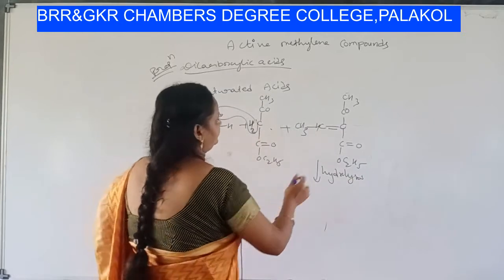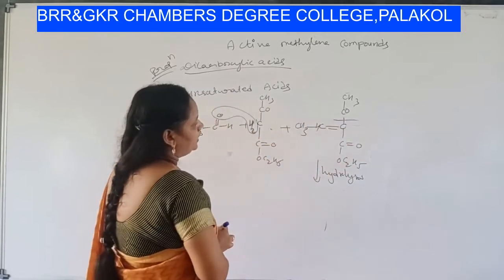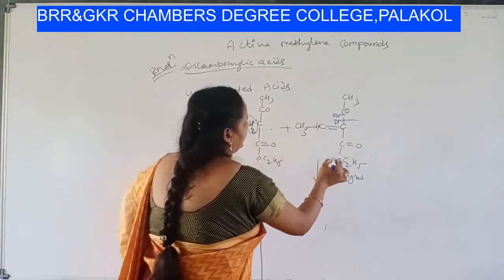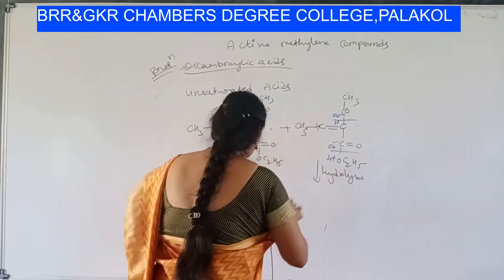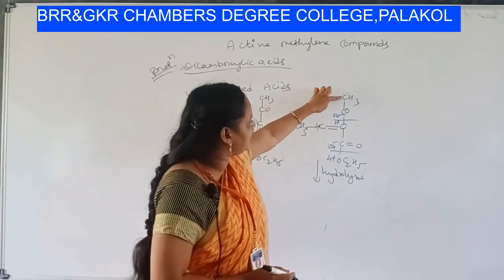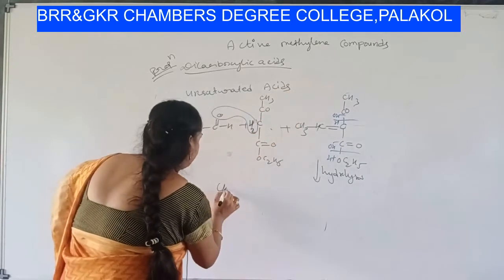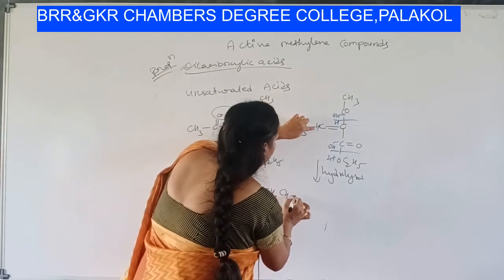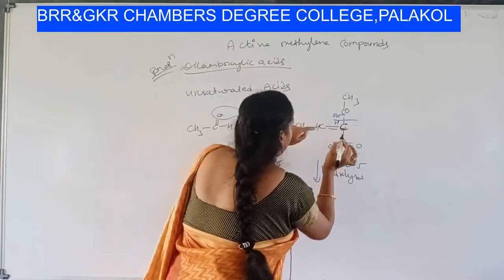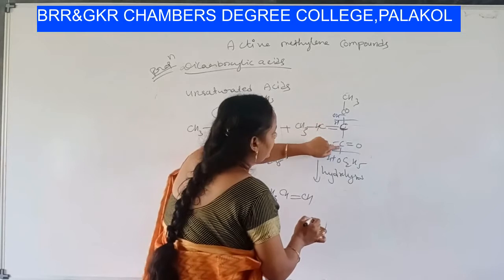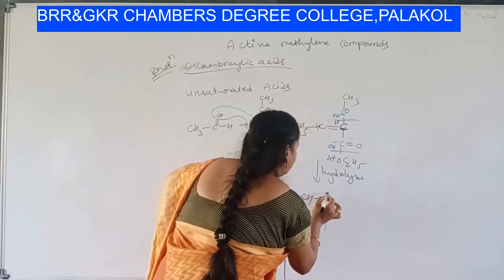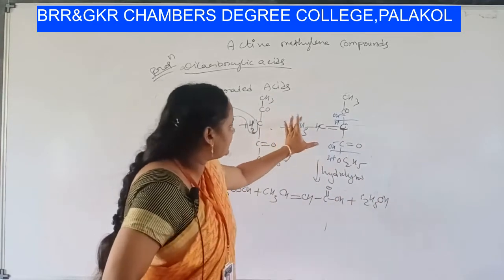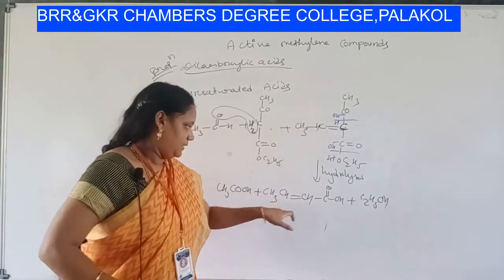What happens here? I will cut here. So what happened? H plus here and OH minus here. Again here, H plus here, OH minus here. So what is the product? CH3COOH, acetic acid, plus here CH3CH double bond. For this C, I am adding H. So again CH, here C double bond OH, C double bond OH, plus here C2H5OH alcohol. This entity is forming crotonic acid.